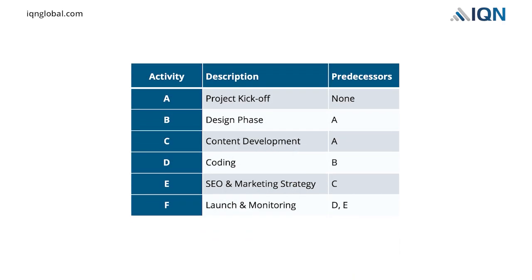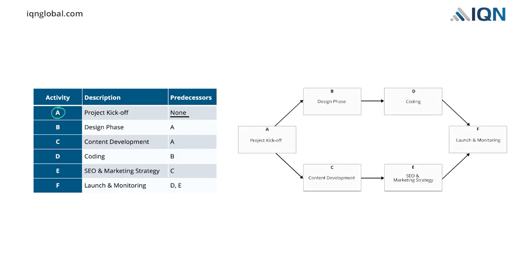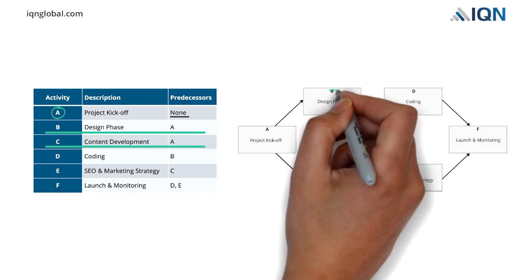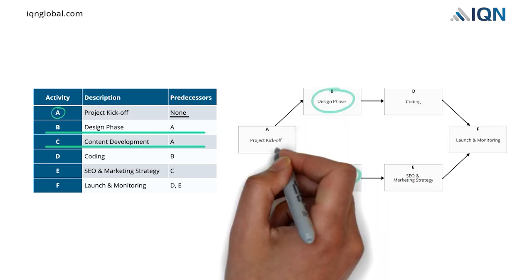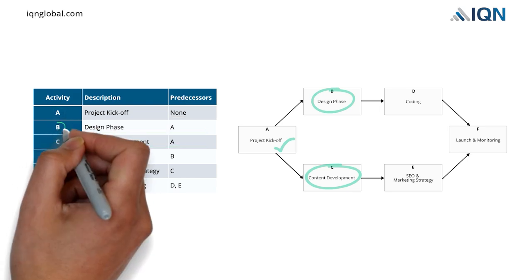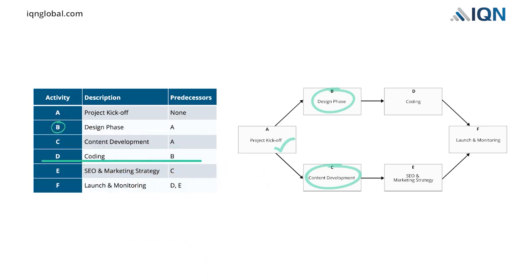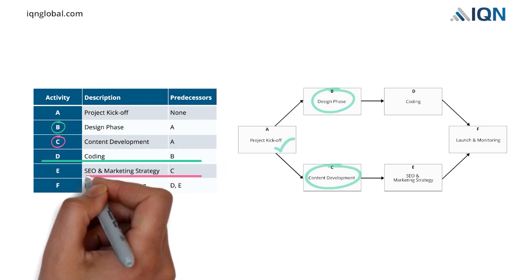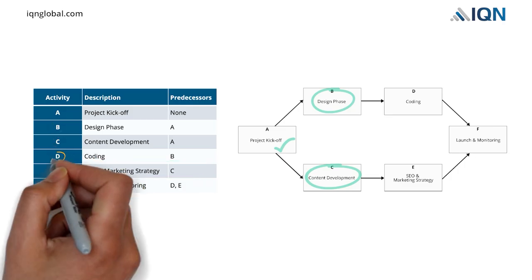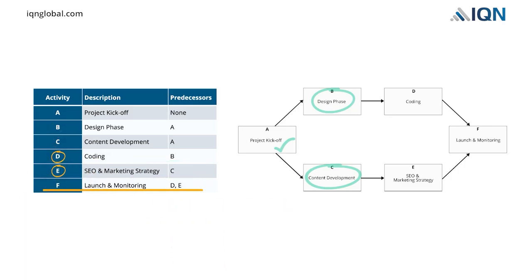The table identifies 6 activities and their predecessors in developing the website. The first activity A shows no predecessors. It is the starting point in the network and is placed to the far left of our network diagram. Activity A is the predecessor of both activities B and C. Predecessor means activities B and C can only start after activity A is complete. Activity B is the predecessor of activity D, and activity C is the predecessor of activity E. Finally, activities D and E are the predecessors of activity F.